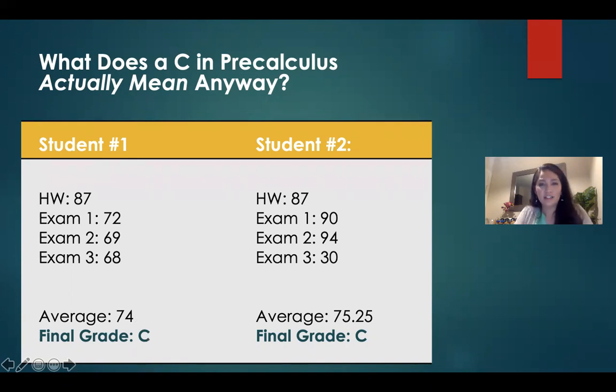Student number 2 actually did much better on the exams. Exam 1 and 2, they aced them. We got a low A for exam 1 and a decent but low A for exam 2. And then the student bombed the third exam. But if you average those numbers together, you get a 75.25, and that person has a C. When we look at a student's transcript, we cannot tell the difference between student 1 and student 2.